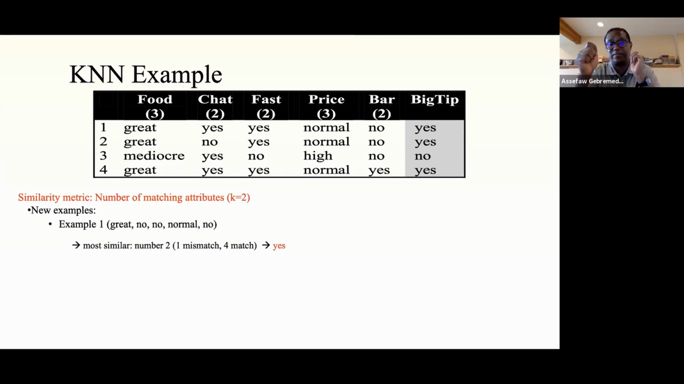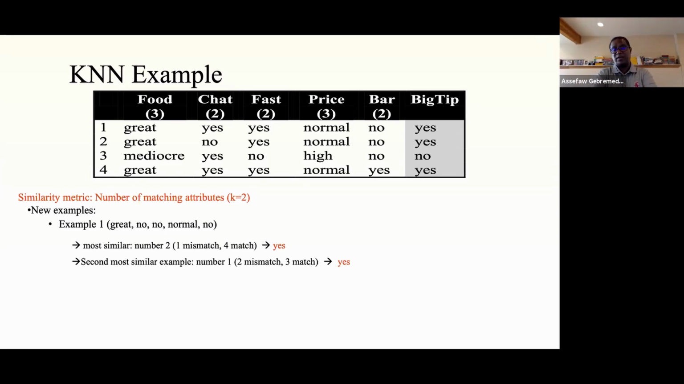you will see that the number two customer here would agree with this one because there is one mismatch and four matches in the choices that they gave. And customer two was saying yes. But you have your K as two. So you saw the closest one, and it left a big tip. And so you are most likely going to say this one would also give a big tip, but you need to see two and see what they are saying.